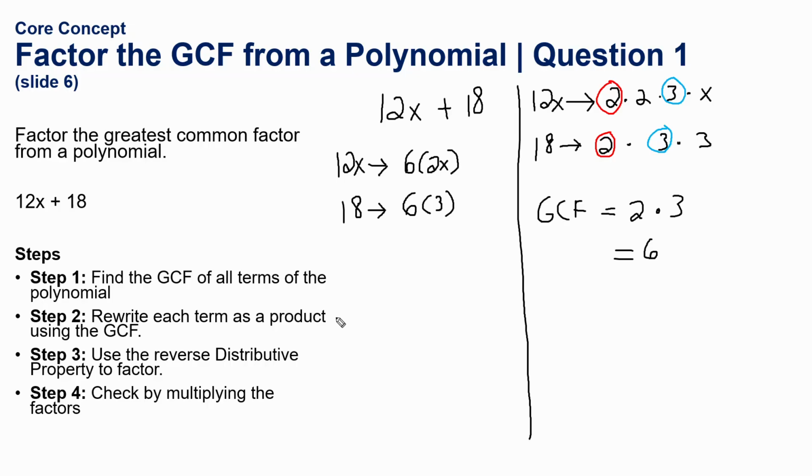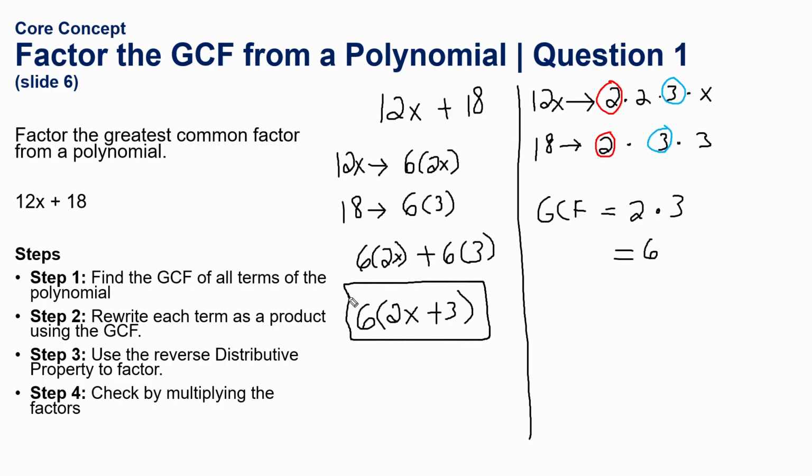Then using our reverse distributive property, essentially what this is 6 times 2x plus, put the x there, plus 6 times 3. And then using the reverse distributive property, the 6 goes on the outside of the parentheses, and the 2x plus 3 go on the inside. And now this matches up to the distributive property form. That is our answer. Step 4, though, we can check our work by multiplying the factors to see if we did this correctly.